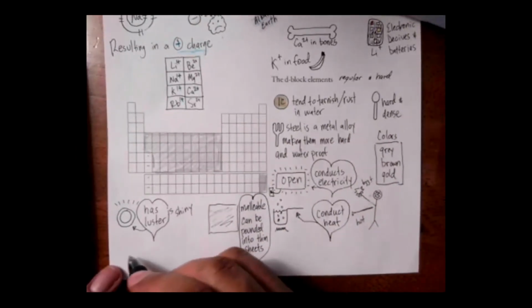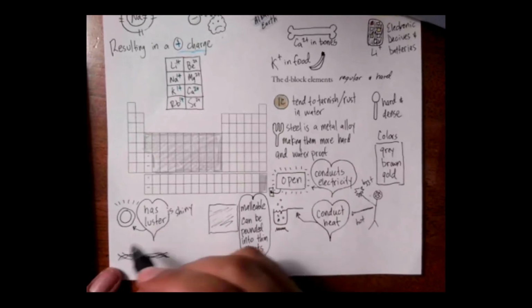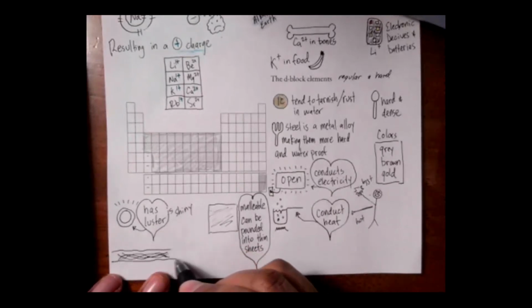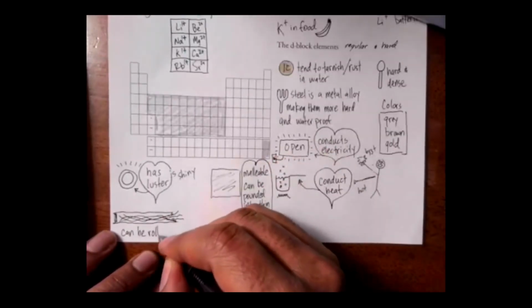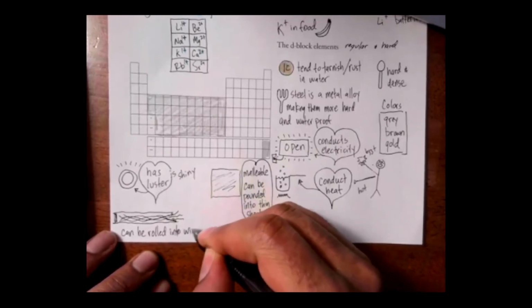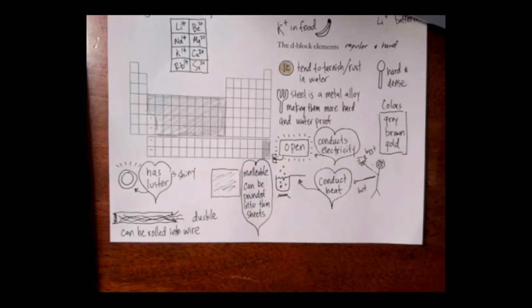And what else? I talked about wires, so I'm going to make a little wire here. Can be rolled into wire, ductile. Okay, can I get another one in? Maybe. What if I say maintains the shape it's put in? Maintains the shape that is put in.